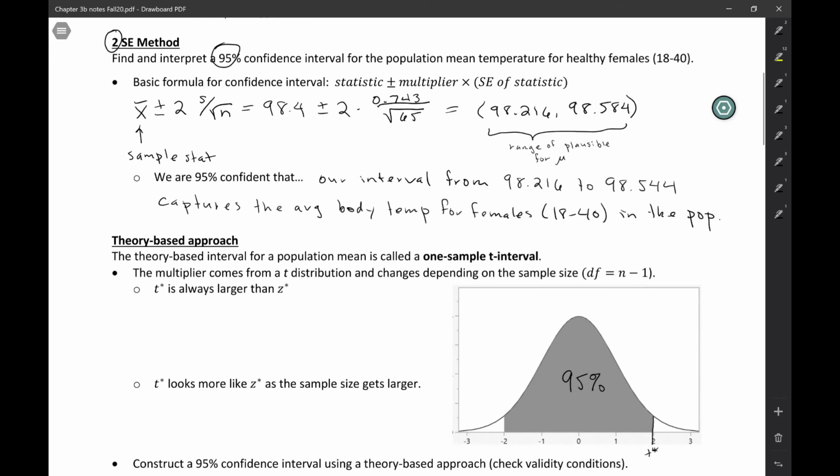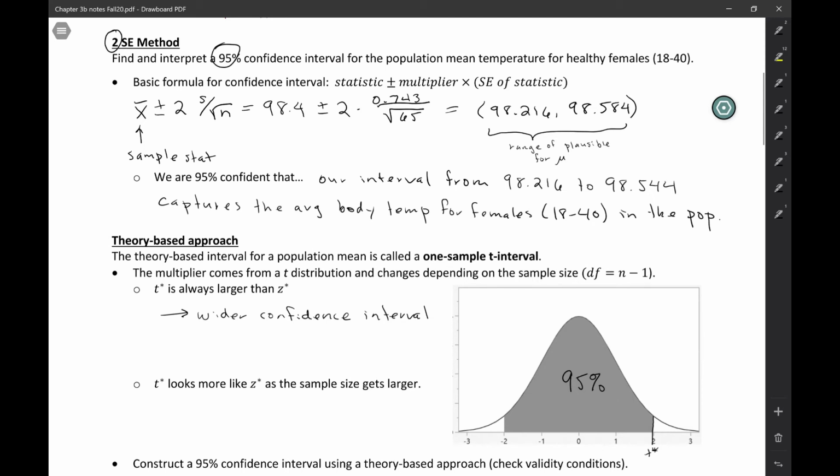T star is always going to be a little bit larger than Z star, and so this leads to a wider confidence interval. If you think about why that makes sense, notice here that we're having to estimate more than one thing. We have to estimate both the sample mean and the sample standard deviation and use those in our formula. Whereas with categorical data, the only thing that we had to estimate was the proportion. Because we're estimating both of these values, it's adding in a little bit of extra uncertainty, and that's going to make our confidence interval wider.